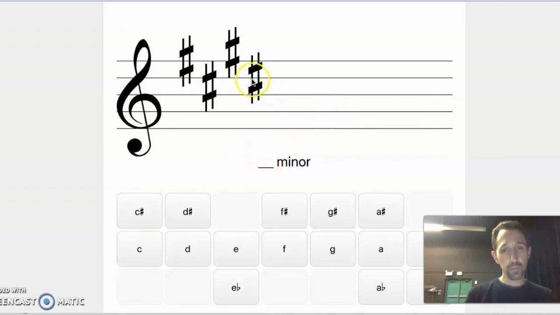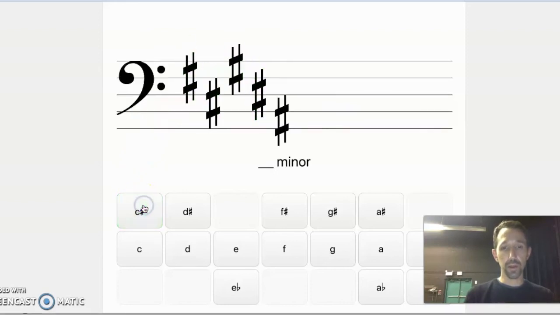Trying it the other way, I would raise 3 notes. So if I have 4 sharps, basically I'm raising the next 3 in the sequence. So that would essentially be like adding 3 more sharps. Well, if I have 7 sharps, 4 plus the added 3. That also yields the same answer, C sharp. So this would be the key of C sharp minor.